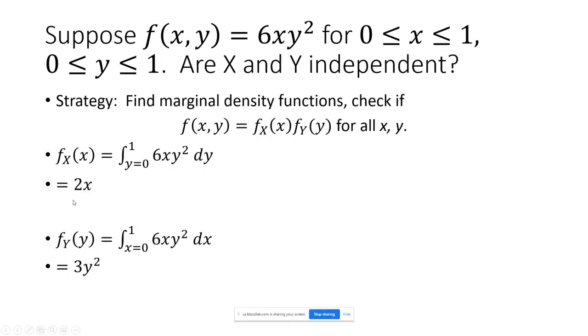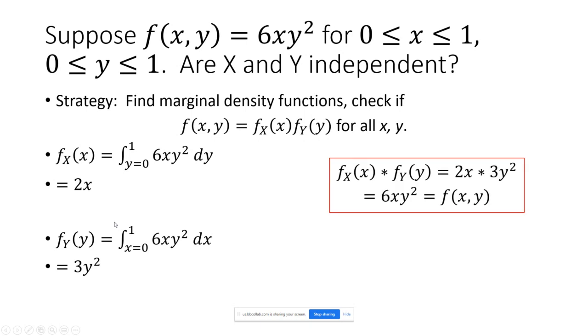So we found our marginal density functions. And now, if we take their product, 2x times 3y squared, that is 6xy squared, which is what we were given for our joint density function. So that tells us that yes, x and y are independent.